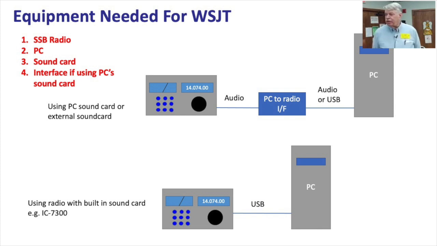Some of the other interfaces have a built-in sound card, and those are often good because they're tailored better for digital work than your typical PC sound card for listening to music or whatever. So it's either an audio or USB thing. A lot of the newer radios, like the IC-7300 and other ones, have built-in sound cards, so now you just plug it in with USB, and it's real easy to set up.